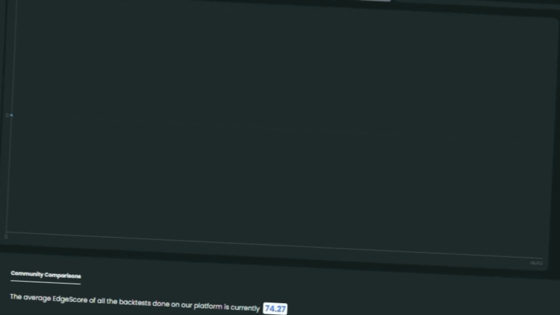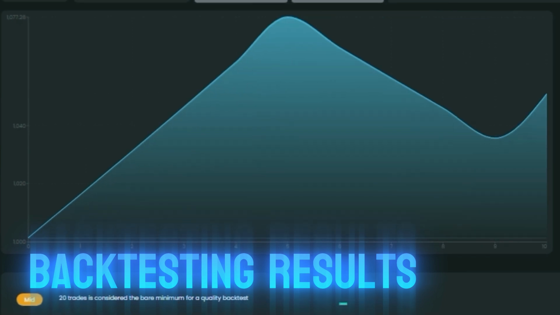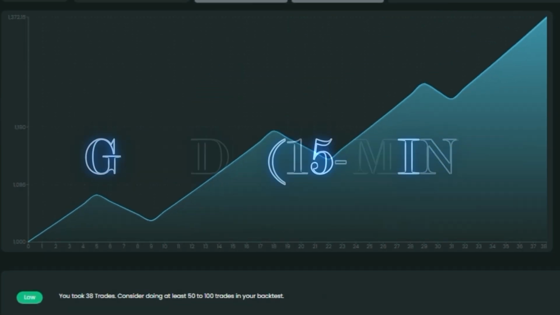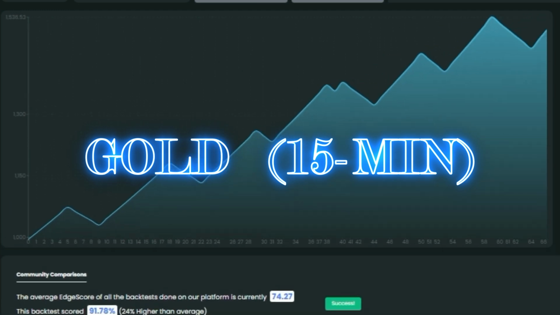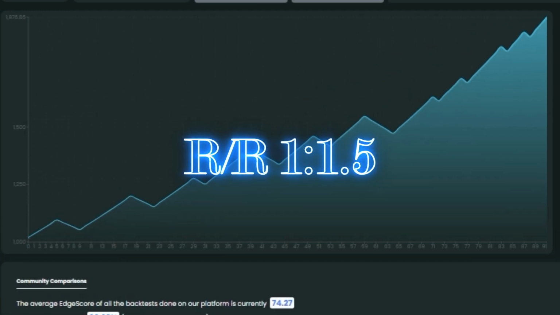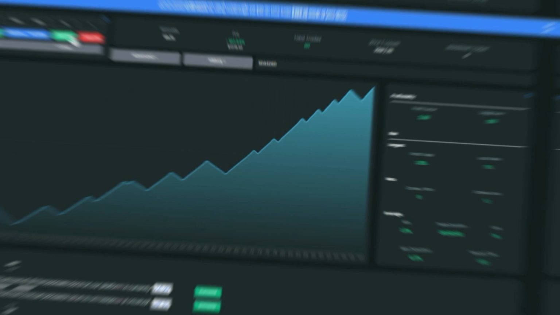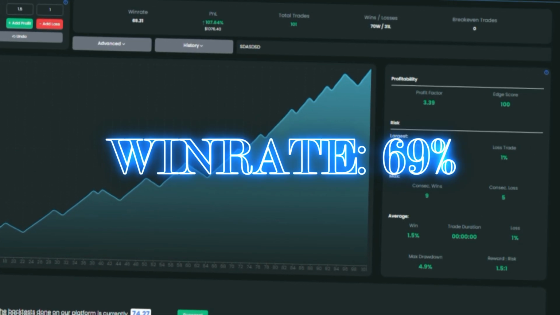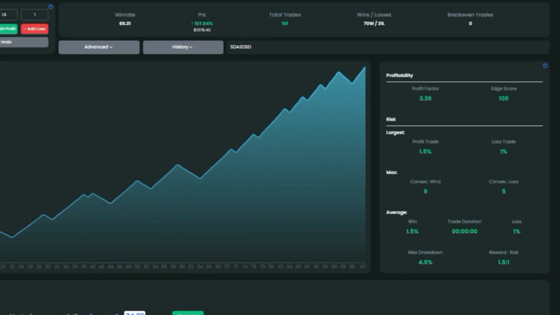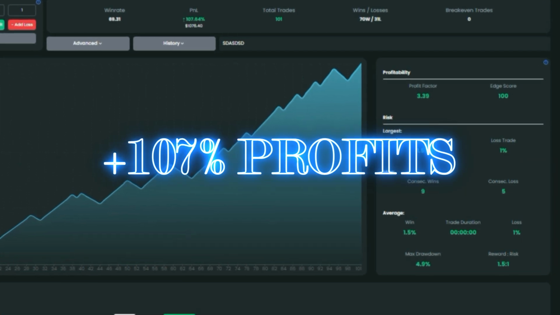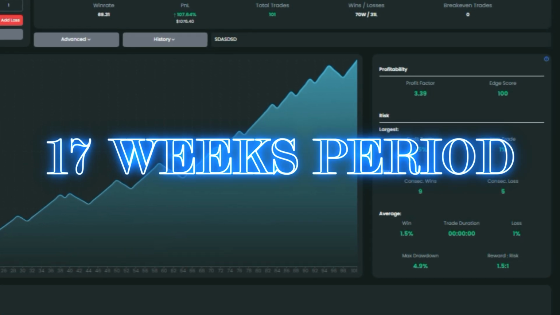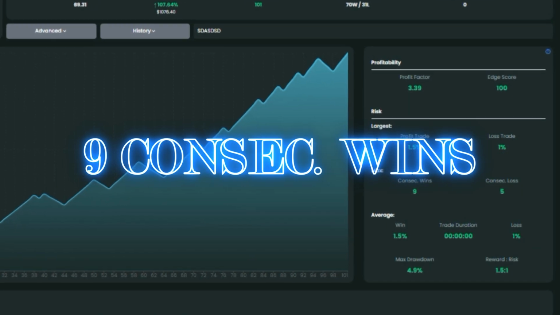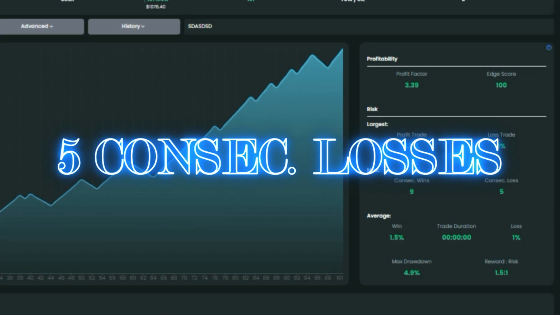Alright, it's time to share some fantastic news about how the strategy performed in our backtesting. We tested the strategy on the gold chart using a 15-minute time frame and a risk-reward ratio of 1 to 1.5. The results were mind-blowing. Out of 100 trades, we scored a sweet 69% win rate and racked in a whopping 107% total profit. Over 17 weeks of backtesting, we saw some seriously impressive streaks of 9 wins in a row with only 5 losses. That's pretty wild, right?